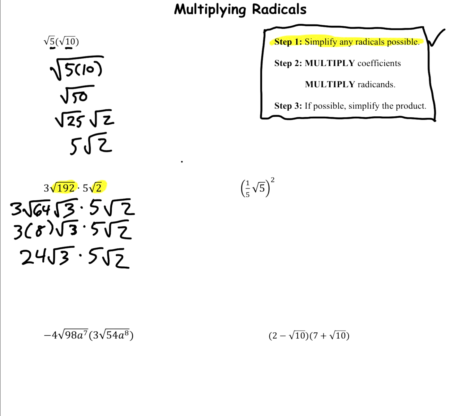Now let's multiply the coefficients. 24 times 5, we're multiplying our coefficients. So 24 times 5 would be 120. And now multiply the radicands. 3 times 2 would be radical 6. Now we're on step 3. Continue to simplify if possible. We can't simplify radical 6 at all, so this is our answer.